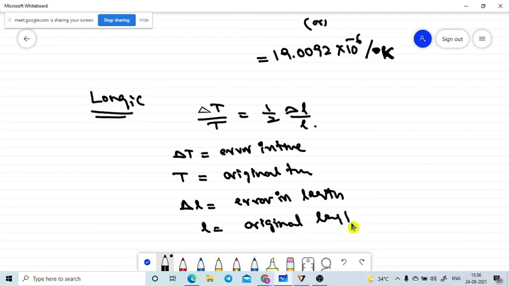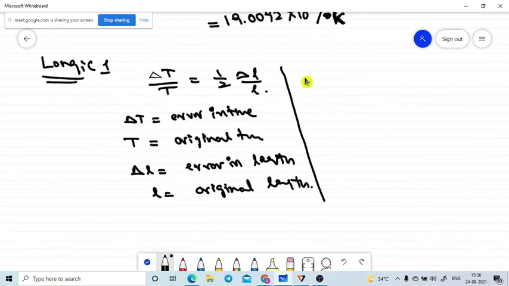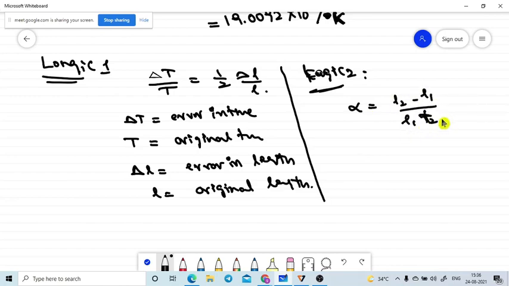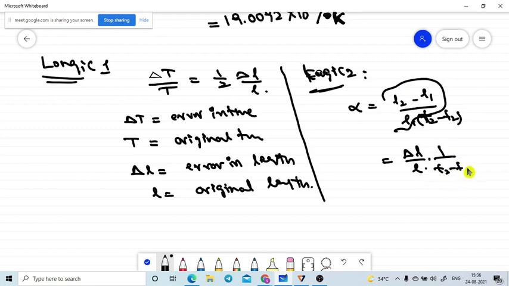This is the formula we need to know. This is logic one. Without this logic we cannot do any problem. Another small memory formula is there, logic 2, which we need to remember. Alpha is equal to (L2 minus L1) divided by L1 into (t2 minus t1). This small part is nothing but delta L by L into 1 by (t2 minus t1). If you know these two formulas, you can easily solve the problem.